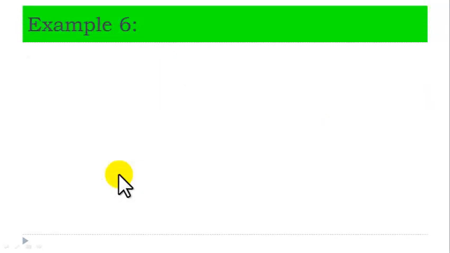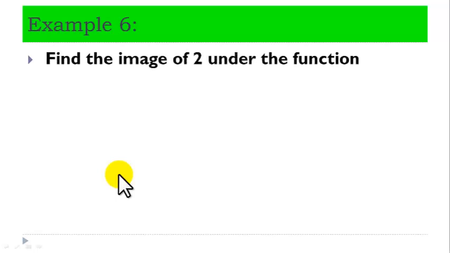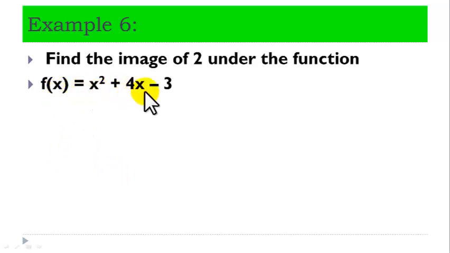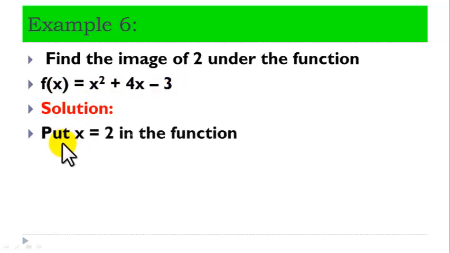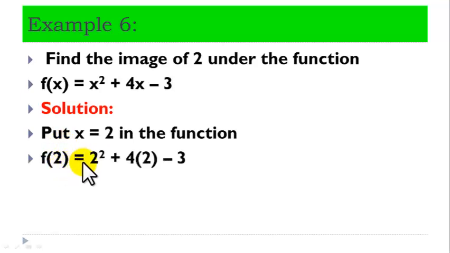Example 6. Find the image of 2 under the function f(x) equal to x squared plus 4x minus 3. Solution. To find the image of 2 under this function is to put x equal to 2 into the expression, and this will give us f(2) is equal to 2 to the power 2 plus 4 times 2 minus 3. This is equal to 4 plus 8 minus 3, and that will give us 9. So the image of 2 under f is equal to 9.